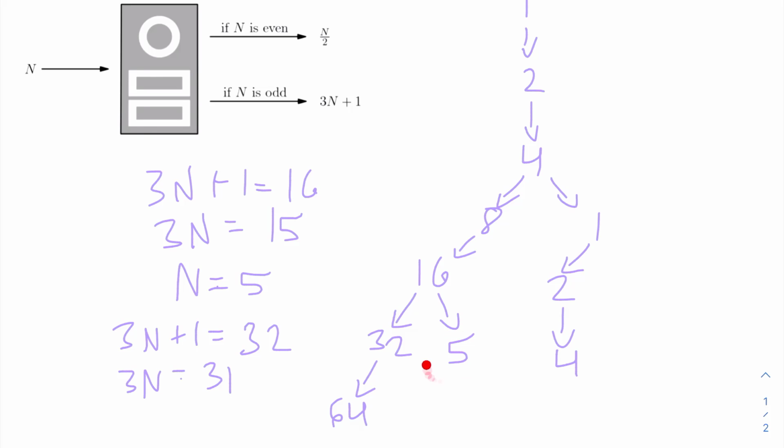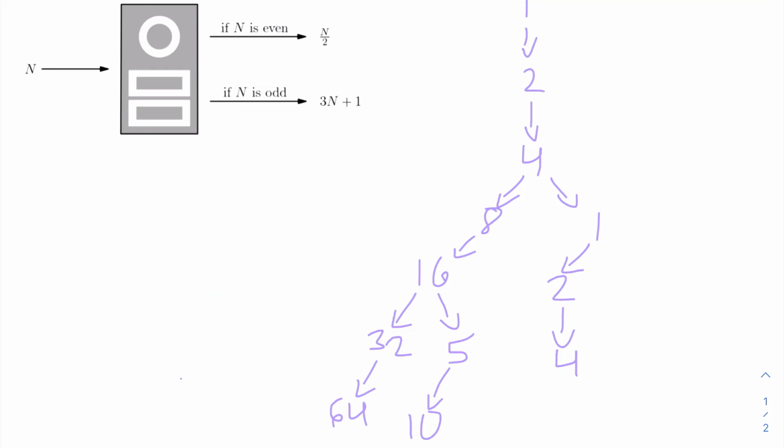Now let's try 5. We can get to 5 if n is equal to 10. Let's clear up more space. If 3n plus 1 is equal to 5, we get 3n is equal to 4. This will not give us a positive integer value for n, so the only way to get to 5 is if 10 is equal to n. For 4, we already know that the two ways to get to 4 are if n is equal to 8 and n is equal to 1. So this is 8 and 1.